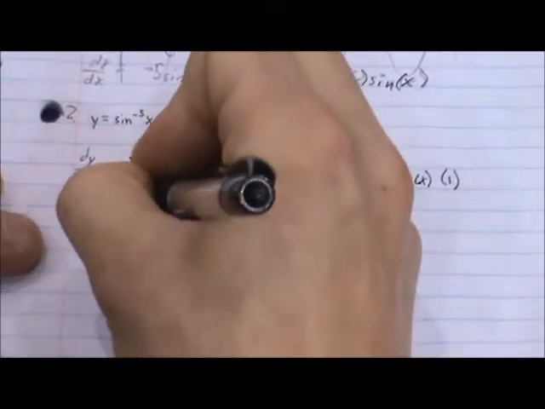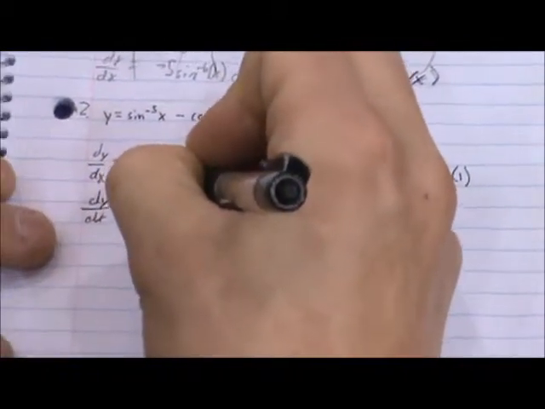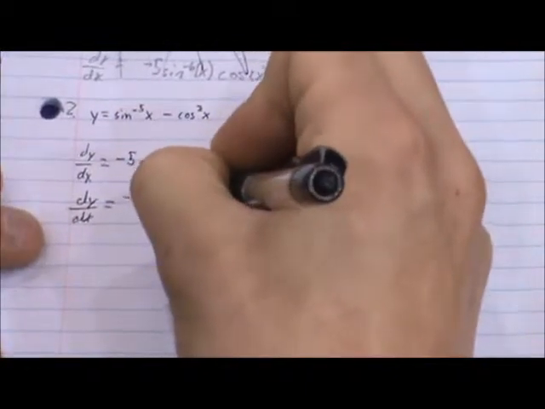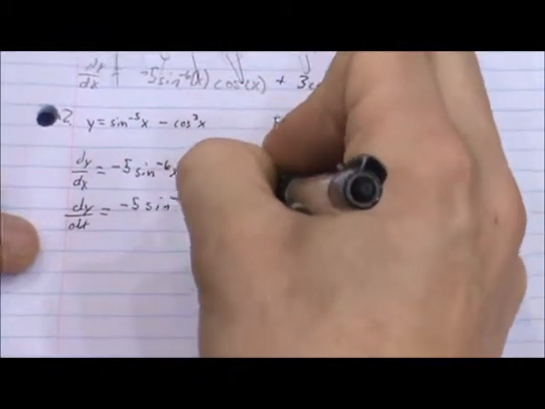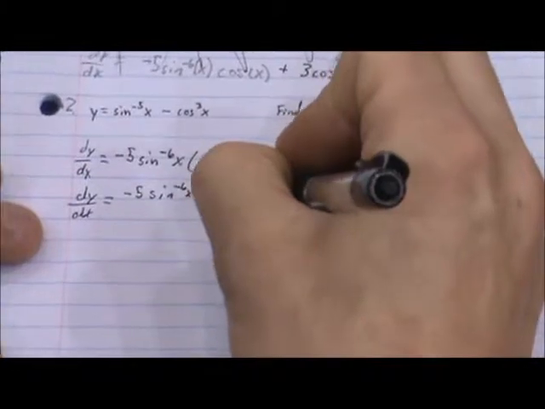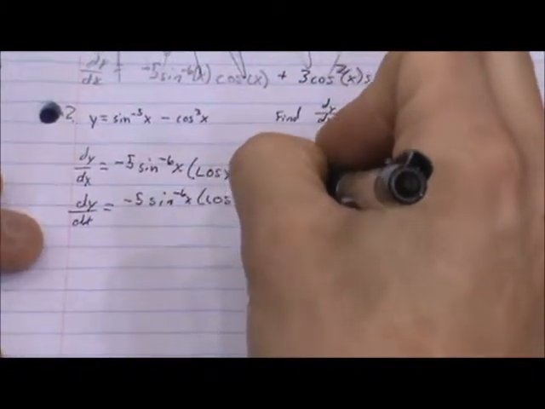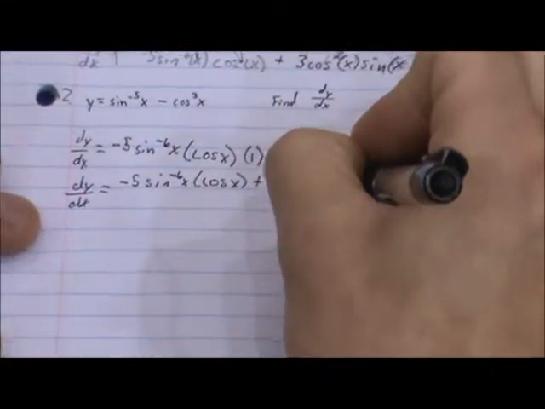dy/dx equals negative 5 sine to the negative 6 of x times cosine of x plus 3 cos squared of x times sine of x.